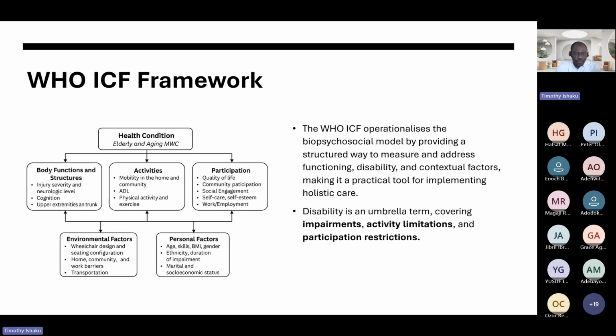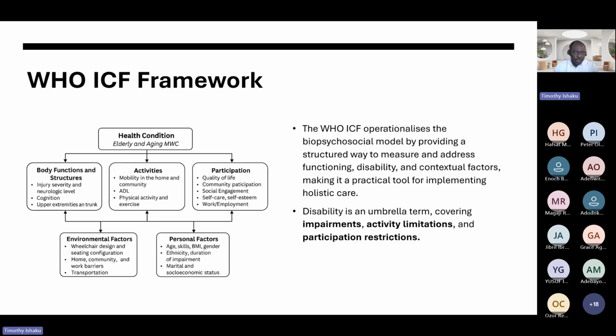If you want to link this to the model we discussed, body structure and function is the biological factors. The activities and participation are the physiological, psychological and behavioral factors, while the environmental factors are the social determinants, and the personal factors can be categorized as the psychological characteristics. But we are moving away from that model and looking at this framework now. So it is a holistic approach.